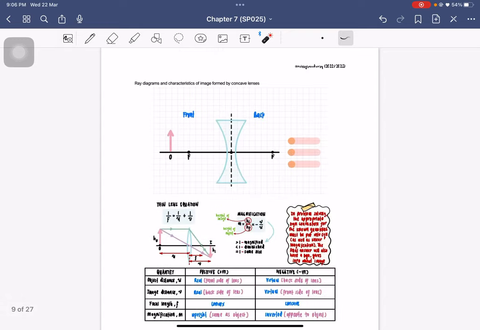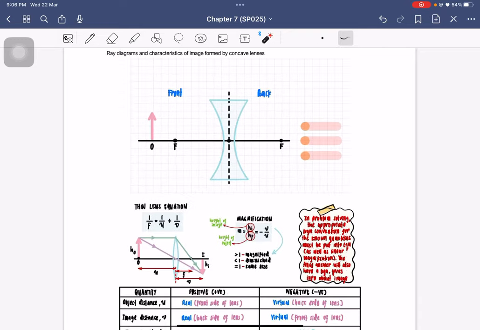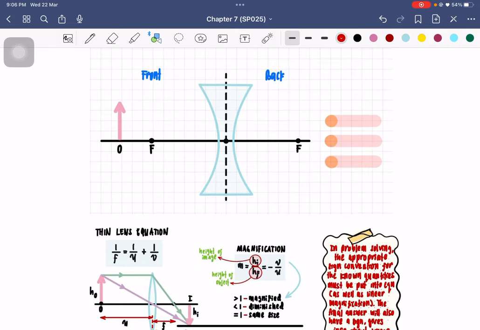Next, let's do the concave lens. So this is a concave lens, and we also start from the object, parallel to the principal axis, and then go through the focal point. So it goes through the back focal point, not the one at the front. This one here.